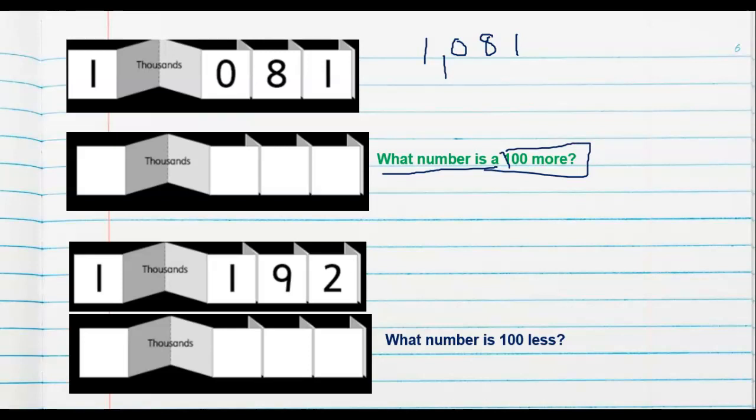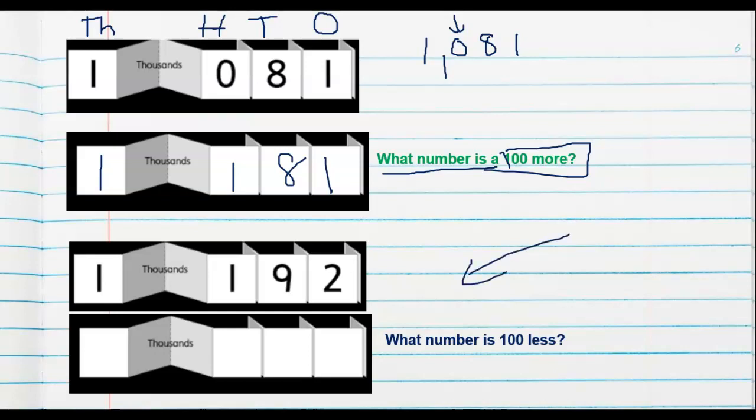Everyone point in your journal where you think you're looking. Your finger should be on the 0. Why? Because your 0 is in the hundreds place. And if you put your place value labels over your place values, you will see that it's in the hundreds. So if I wanted to add 100 to this, what would this number change to? It would change to 1, right? So then I would have 1,181.